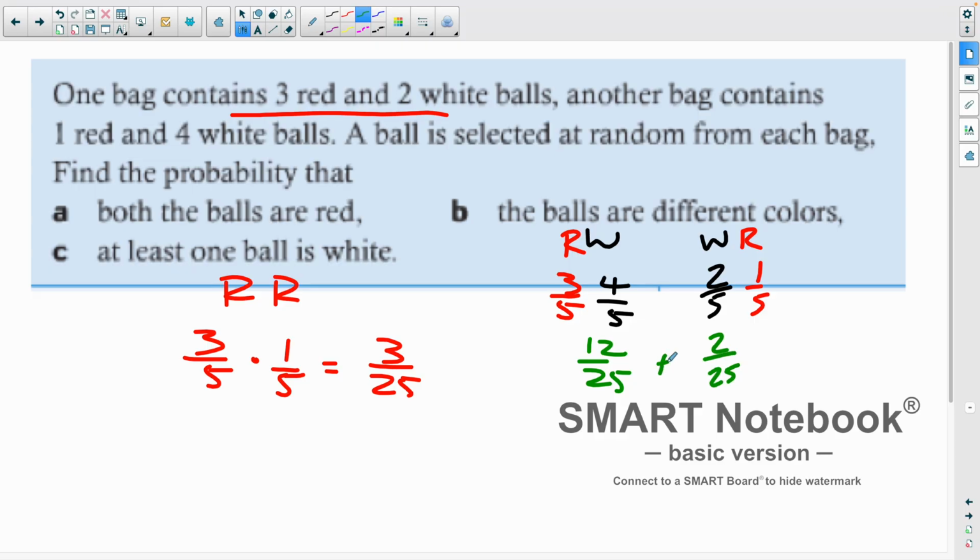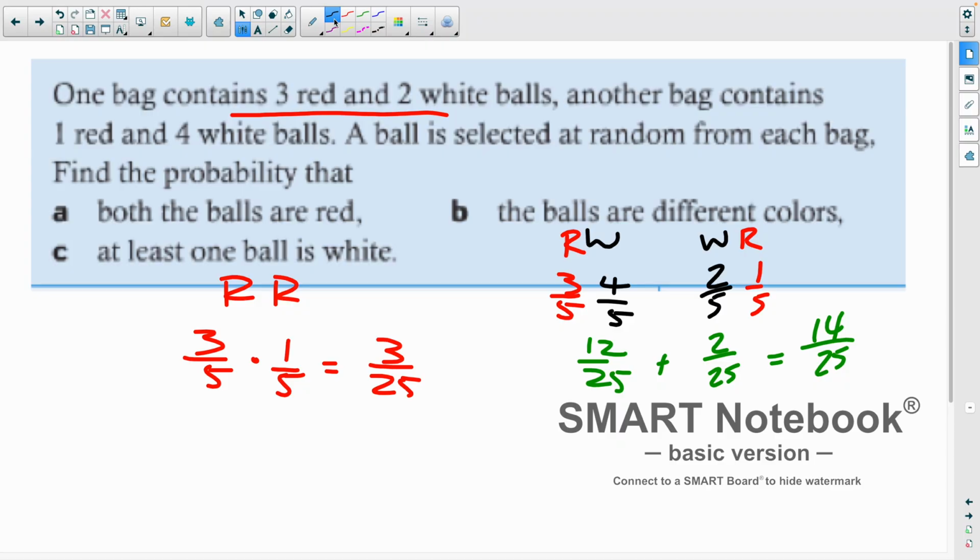Now, if there's more than one way to get the result, we find the probability of each way, and then we would add up all those ways together. So 12 out of 25 plus 2 out of 25 would give me 14 out of 25. Okay? I didn't do that on the first one because how many ways is there to get a red, red? There's only one way to do that, right? Red, red.